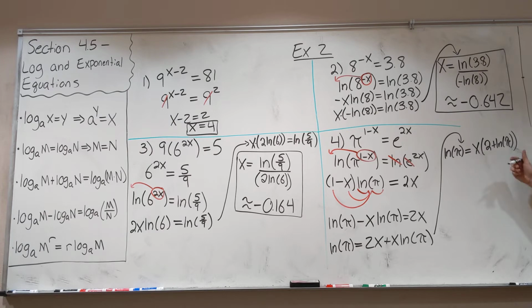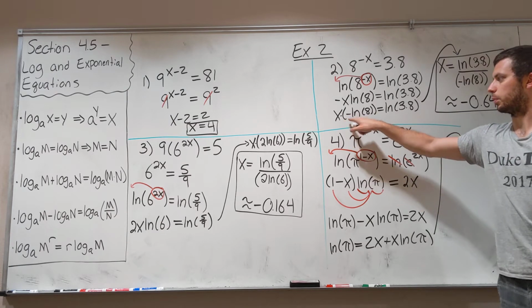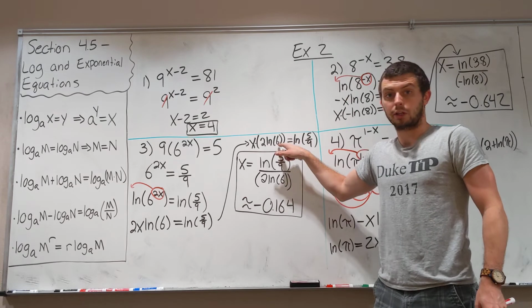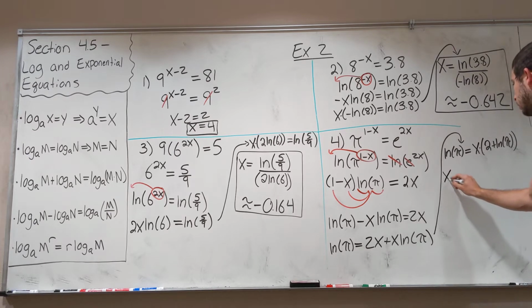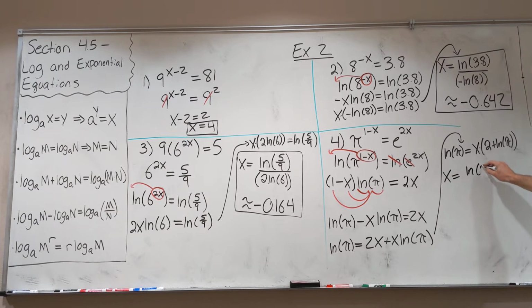And from here, as we did in this step here, and this step right here, we can now see what we have to divide by to finally get x by itself. So now x is ln of pi divided by, and I'll keep the parentheses, 2 plus ln of pi. And that's the exact answer. If you're wondering, can the ln of pi's cancel? The answer is no, they cannot cancel. That 2 is getting in the way.